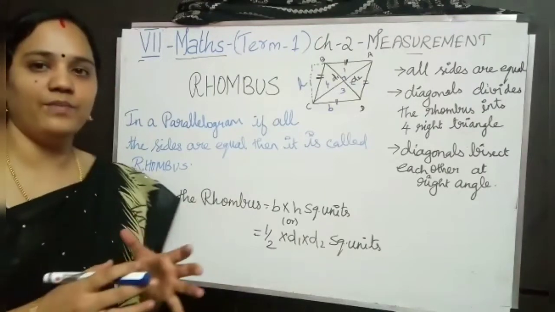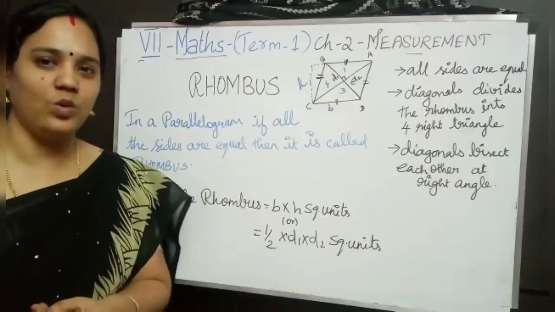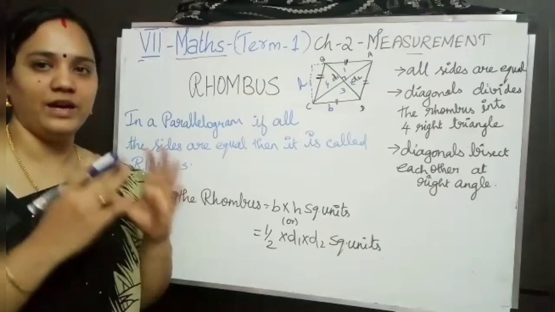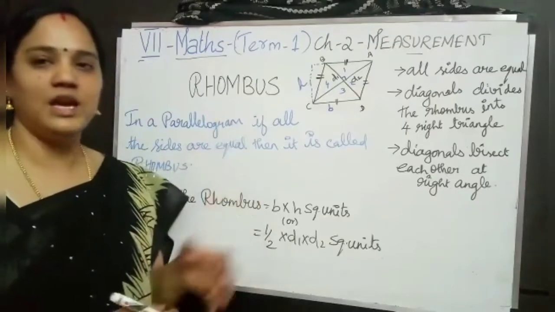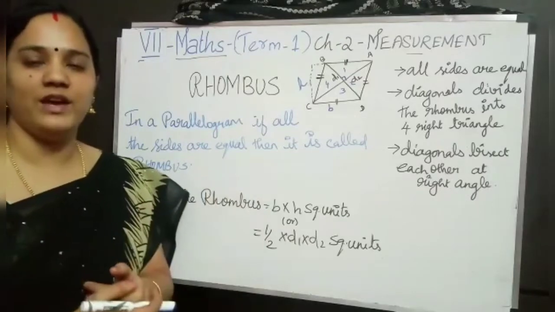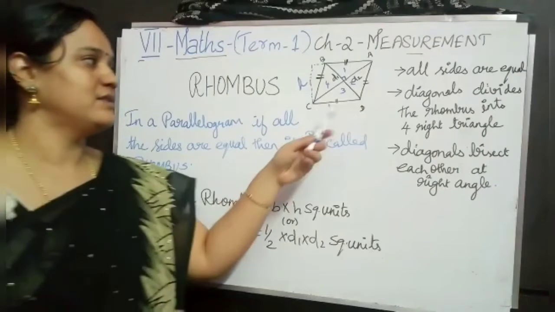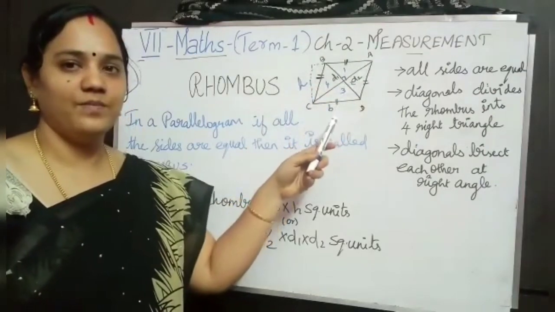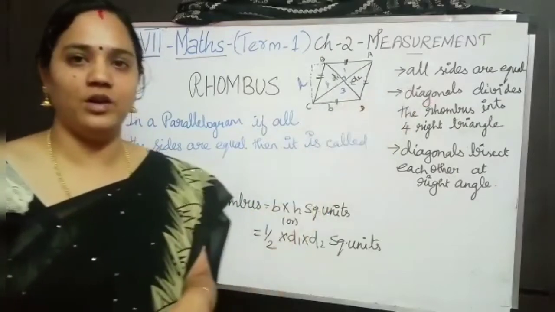A parallelogram has opposite sides that are parallel and equal. So if we take a parallelogram and all the sides are equal, then the resulting shape is a rhombus. A rhombus has 4 sides, and all sides are equal. That is the main property of a rhombus.